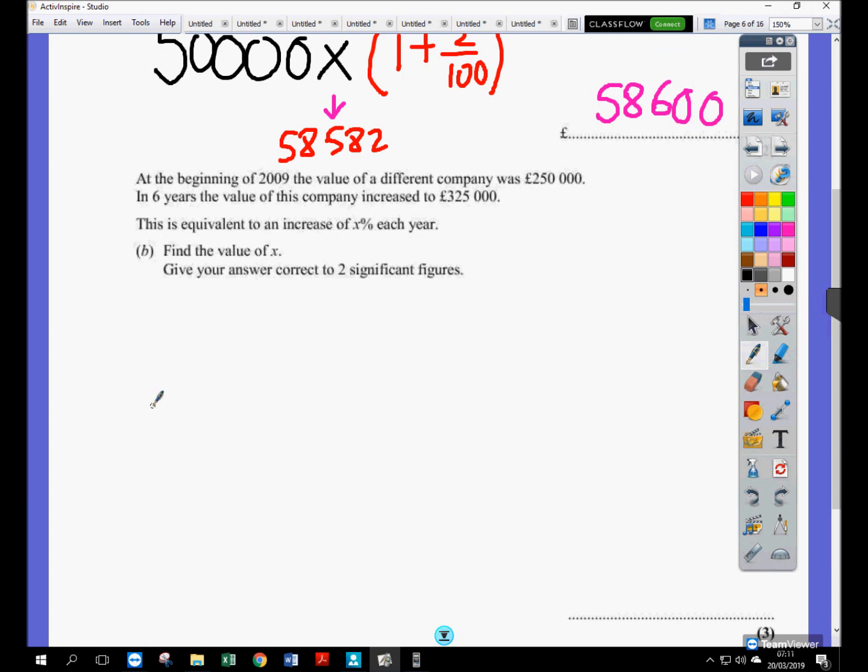So the next one, it gives you the value of the company in 2009, and then 6 years later.